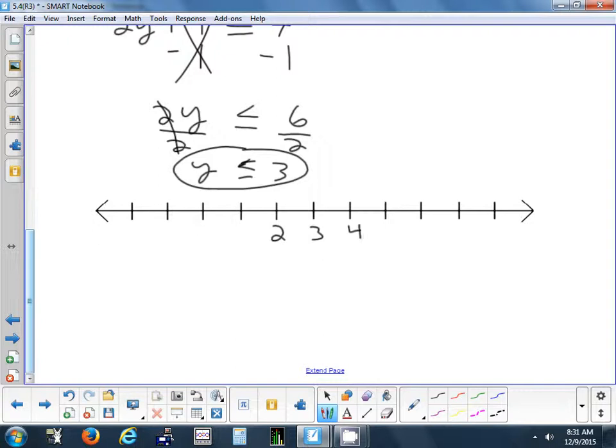Yep, that's good. And now you already told me what kind of circle. Just remind me again. Closed circle. Closed circle. And then you shade it to the left. And then shade to the left, because that's the way it's pointing. Perfect. Good. Okay. Any questions on that?